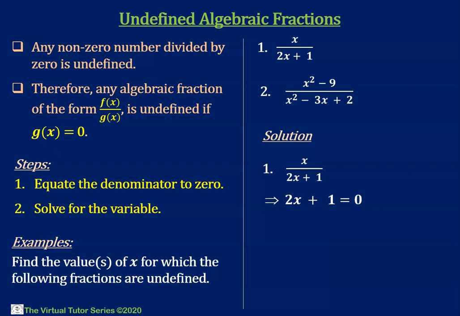To do this, let's first subtract 1 from both sides of the equation. This produces 2x is equal to -1. We can now find x by dividing both sides of the equation by 2. This gives us x is equal to -1/2.